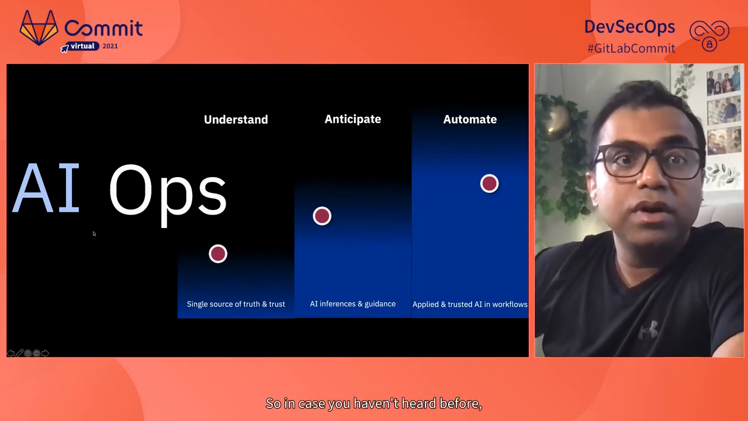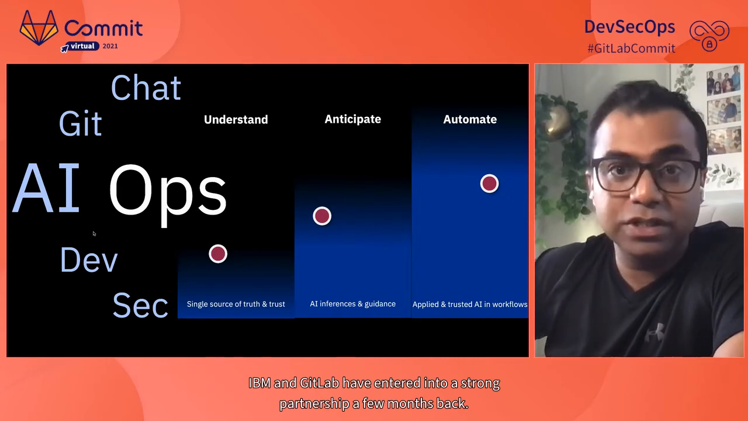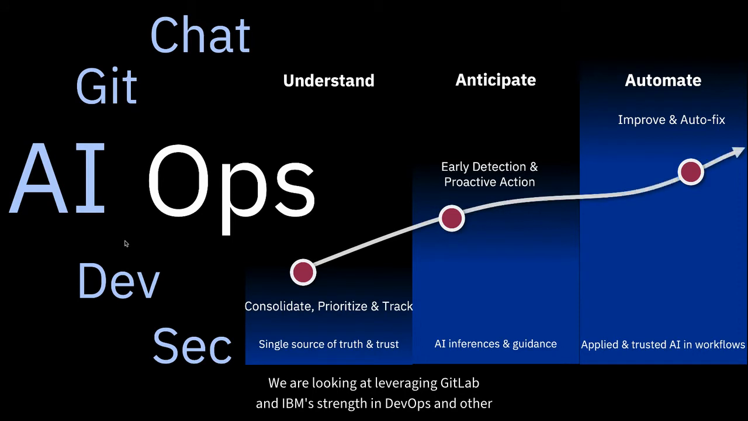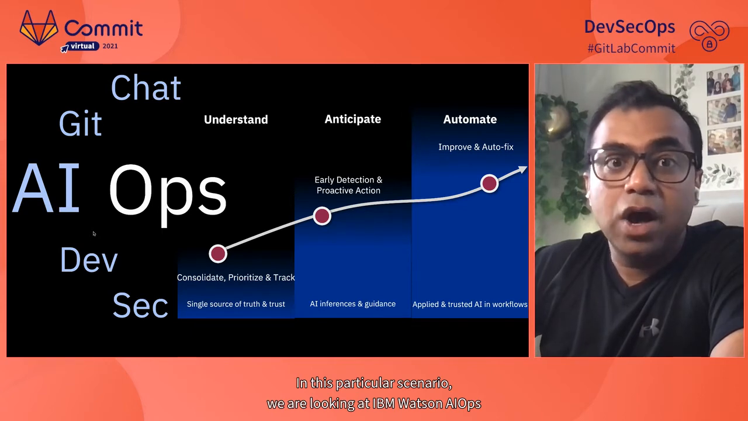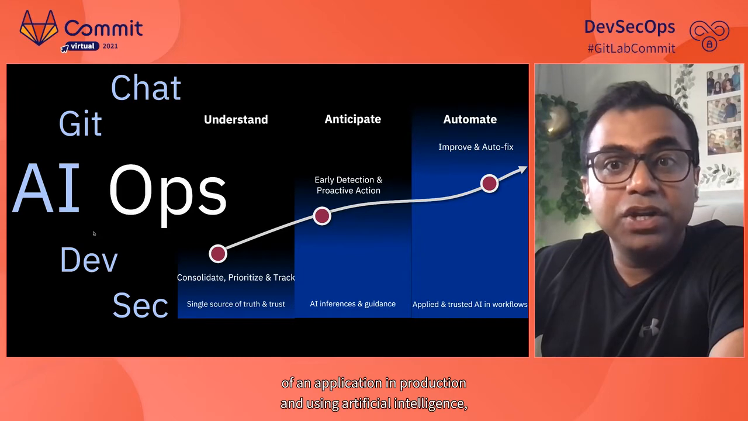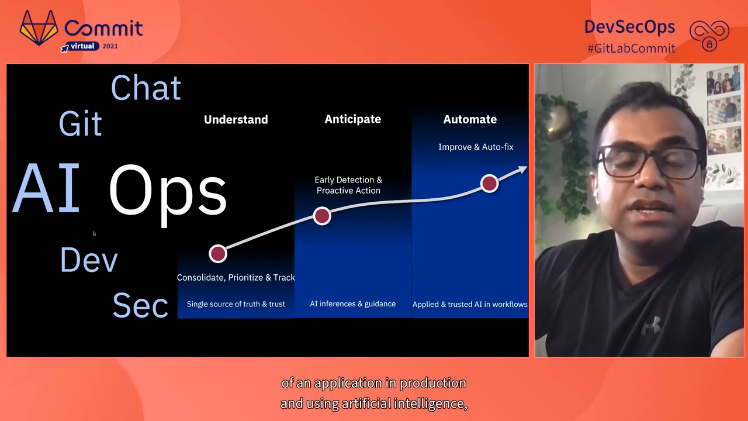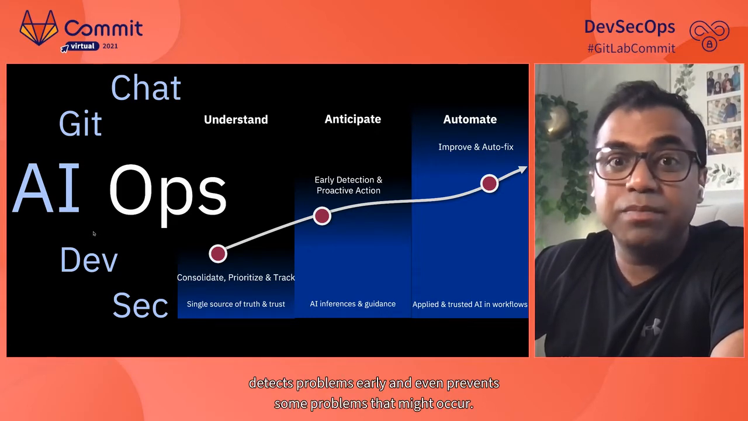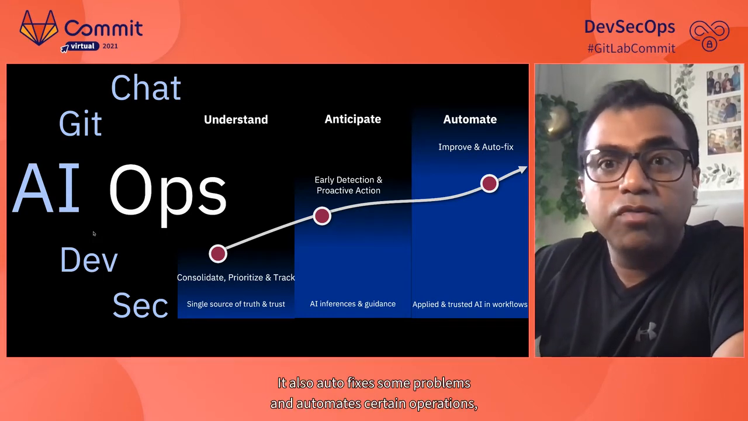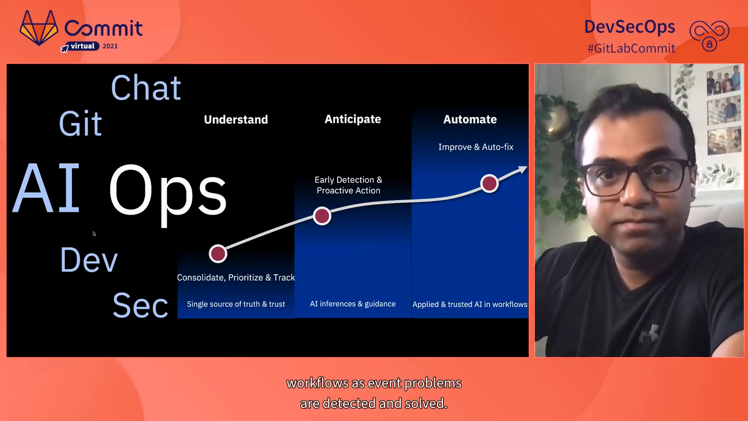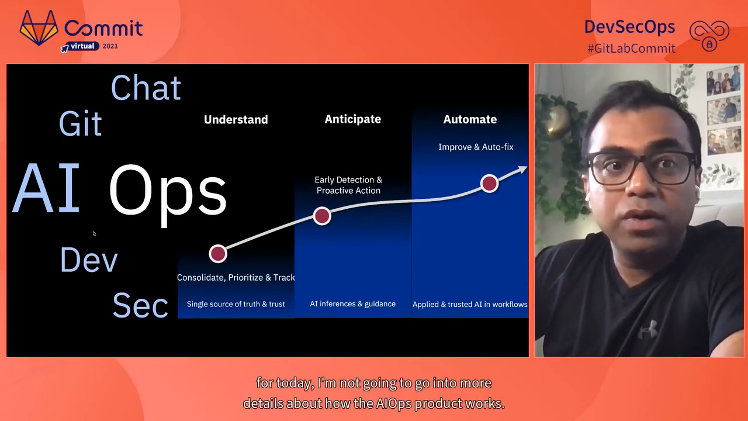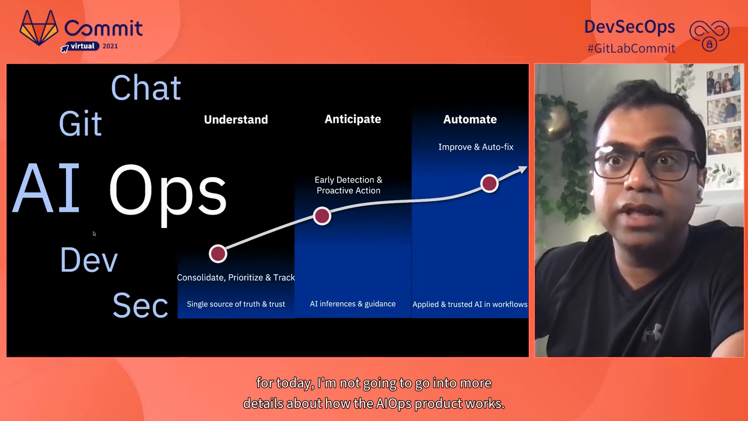In case you haven't heard before, IBM and GitLab entered into a strong partnership a few months back. We are looking at leveraging GitLab and IBM's strength in DevOps and other portfolios to create unique solutions that can make a difference to our customers. In this particular scenario, we are looking at the IBM Watson AIOps solution, which understands the state of an application in production and, using artificial intelligence, detects problems early and even prevents some problems that might occur. It also auto-fixes some problems and automates certain operations workflows as and when problems are detected and solved. Since this is not the main topic for today, I'm not going to go into more details about how the AIOps product works.